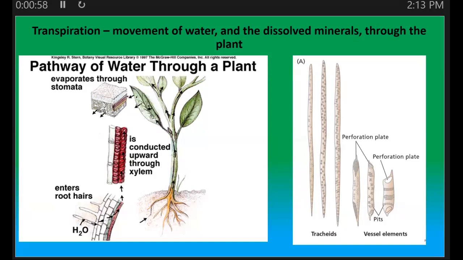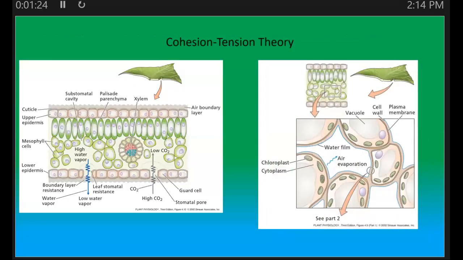And then the bigger the diameter, typically the more rapid the flow. And so vessel elements are a little bit more efficient. But remember, xylem is tracheids and vessels, and they are linked end to end to end, and they just form this long conduit for flow of water and minerals. So the dissolved minerals are brought in, of course, with the soil water. And we'll talk more about minerals in a little bit.